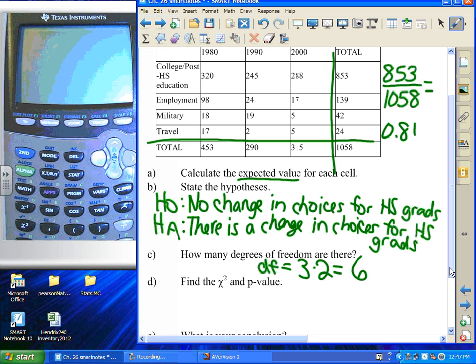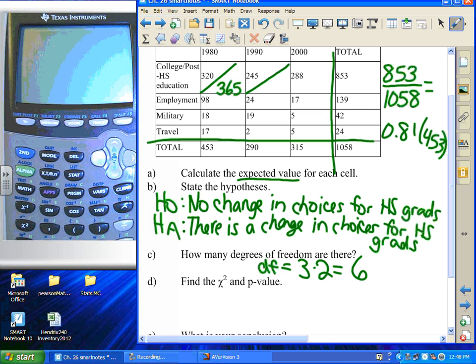You just take 453 times 0.81. I didn't bring my calculator. Oh, it's right here. So what's 81% of 453? 365. And this is how, even if you do the shortcut that I'm about to show you, this is how you write your expected value. You put it in the same, these are called cells.